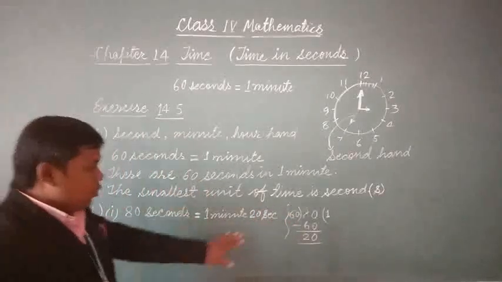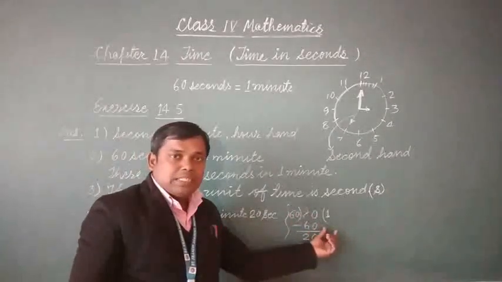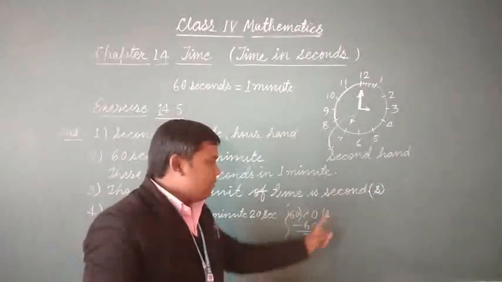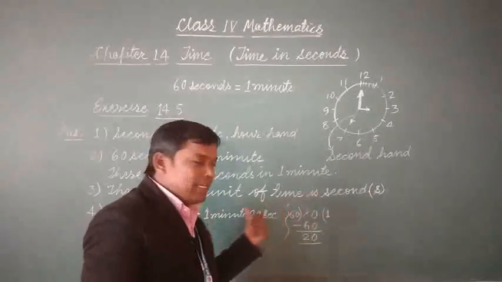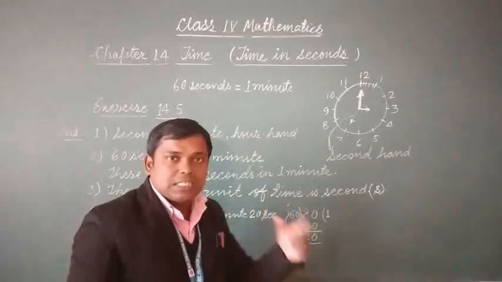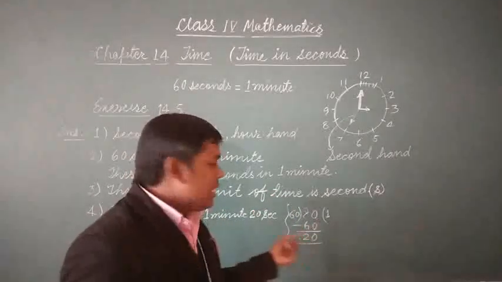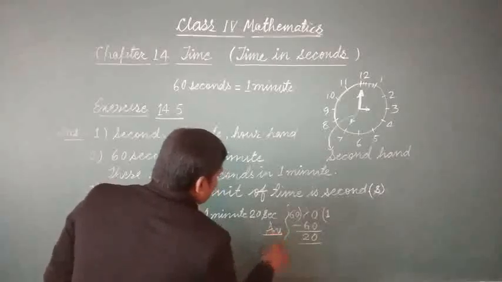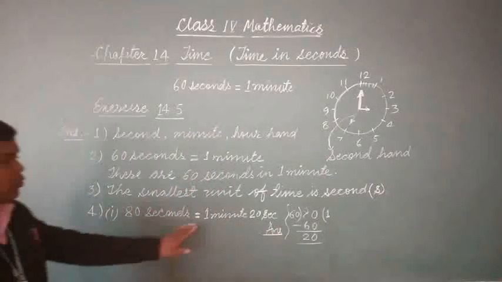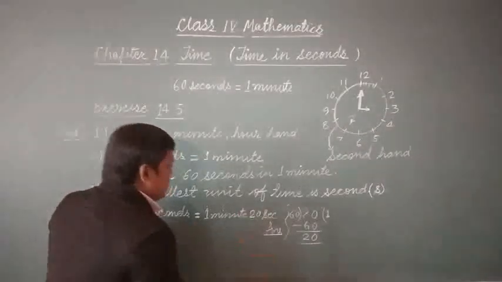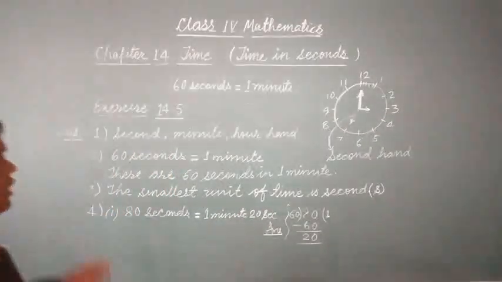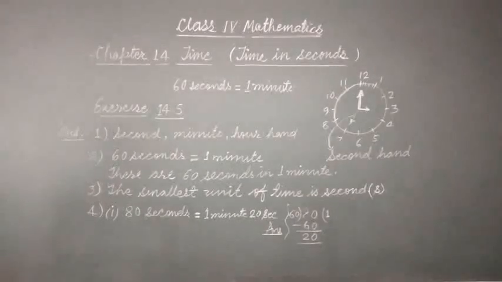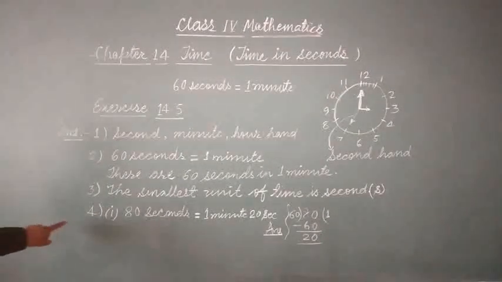When we divide the time given in second by 60, we get time in minute and second. The quotient will be in minute and the remainder will be in seconds. This is the answer. That is 80 seconds is equal to 1 minute 20 seconds. Like this you will solve the remaining questions of exercise 14.5. I hope all of you understood.